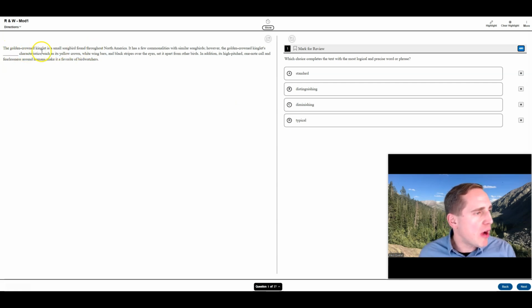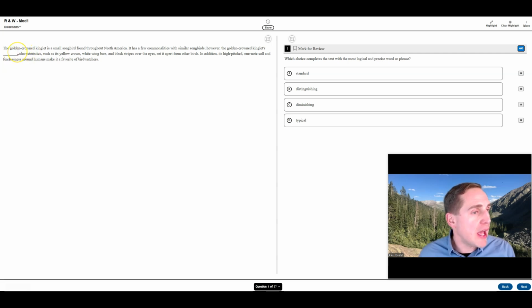The golden-crowned kinglet is a small songbird found throughout North America. It has few commonalities with similar songbirds. However, the golden-crowned kinglet's blank characteristics, such as its yellow crown, white-winged bars, black stripes over the eyes, set it apart from other birds. In addition, its high-pitched one-note call and fearlessness around humans make it a favorite amongst bird watchers. Now, the word however is significant here, because we're making a contrast.